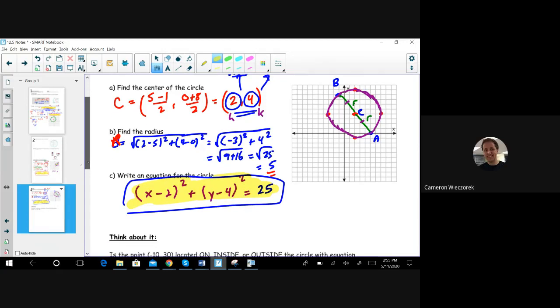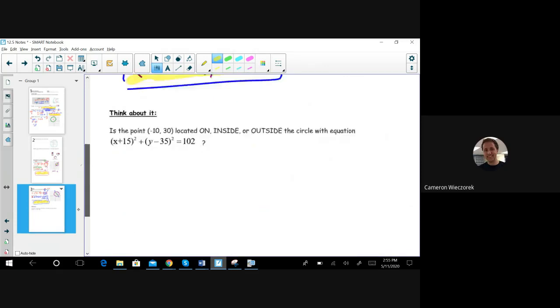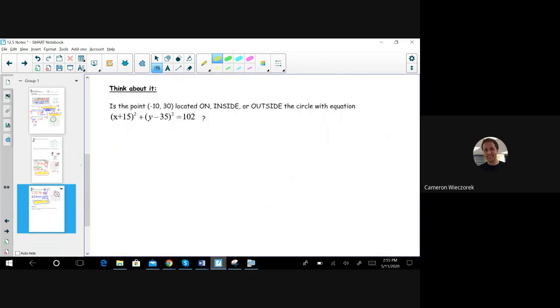All right, last one we want to take a look at. It says, is the point -10, 30 located on the circle, inside the circle, or outside the circle that has the equation x plus 15 squared plus y minus 35 squared equals 102? They didn't really give you a picture for this. You kind of have to think about your own picture. Let's just draw a circle.